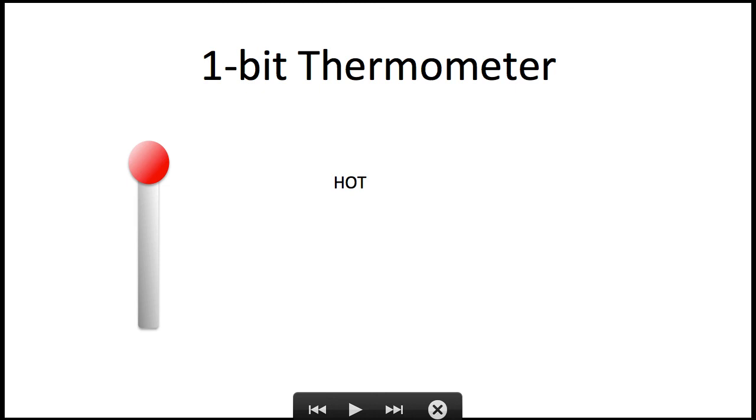So what I want you to do is, let's consider we have a 1-bit thermometer. It either shows red for hot or blue for cold. So let's say it's a pair of LEDs there, and if it's hot, it shows red, and if it's cold, it shows blue.